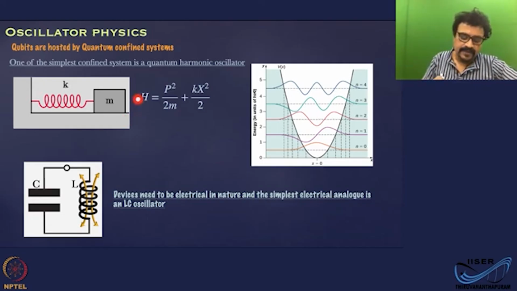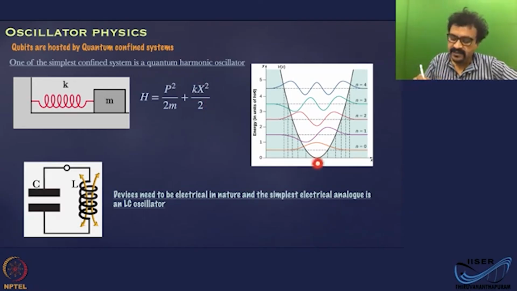This is an illustration of a harmonic oscillator where a block with a mass m is tied to a point using a spring, with spring constant k. This is a standard textbook problem which I'm sure almost all of you have gone through. And this is the Hamiltonian, where this term is the kinetic energy term and this term is the potential energy term: p squared by 2m, plus k x squared by 2.